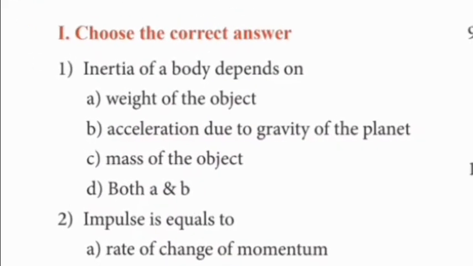First question: inertia of a body depends on options: weight of the object, acceleration due to gravity of the planet, mass of the object, both A and B. The correct answer is C, mass of the object. Inertia of a body depends on the mass of the object.